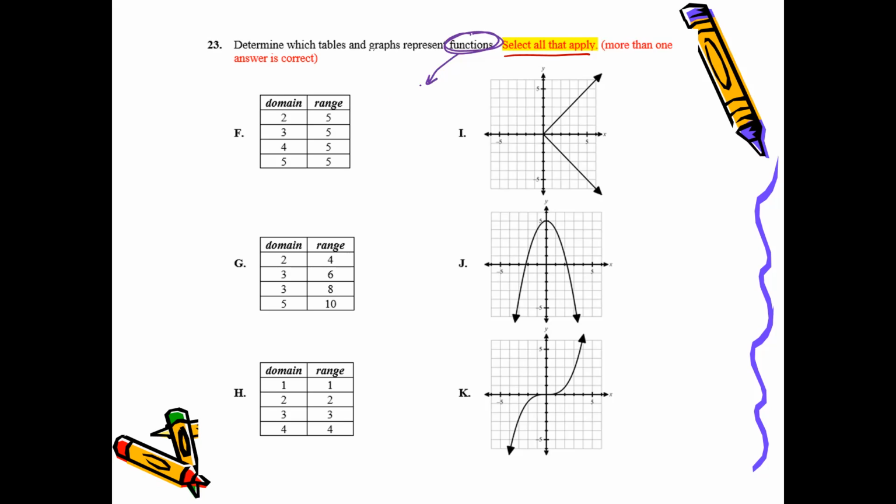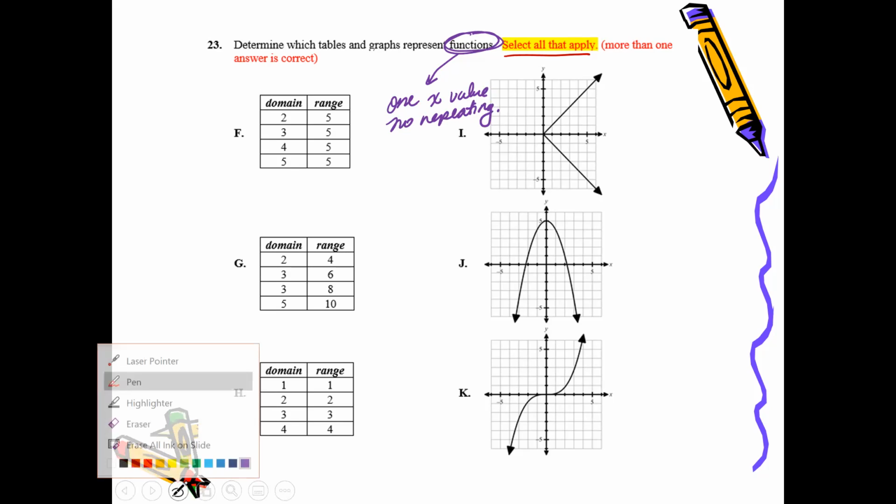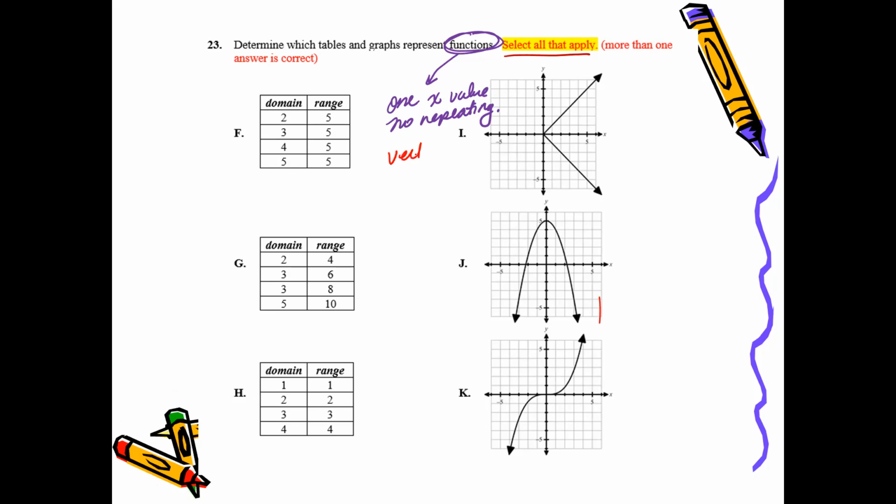So what is a function? Function means there's only one X value, no repeating, okay? And then also remember with a function is the vertical line test where it touches the line only once, okay? And I know you're like, that's a lot to write, Callahan. I get it, okay? But it's not too difficult, I promise you.